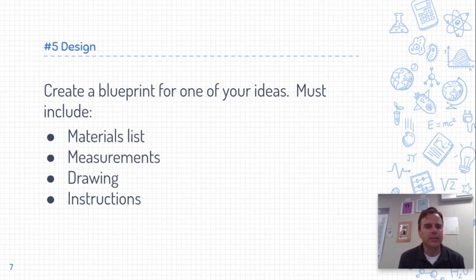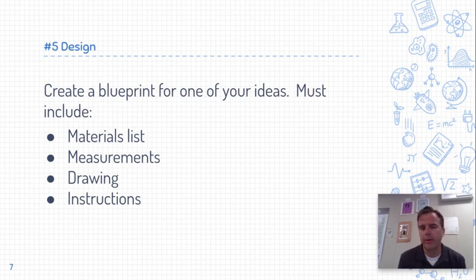Now, this is the part that I see students skip sometimes, but it's very critical. If you don't do a design, you waste a lot of materials. And that's not just in lab class. In lab class, you might be wasting $1 or $2 of materials. But in an actual engineering setting, that could be millions of dollars if you don't come up with a good design. So a design includes a materials list, a drawing, and then the measurements for that drawing.